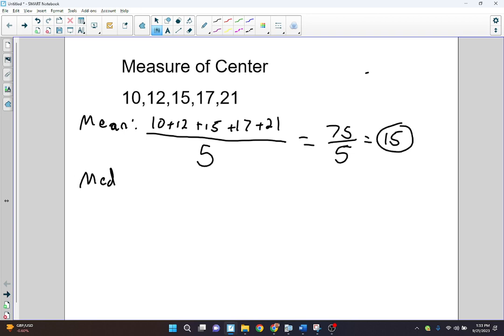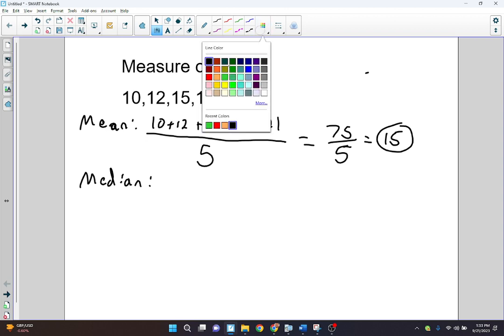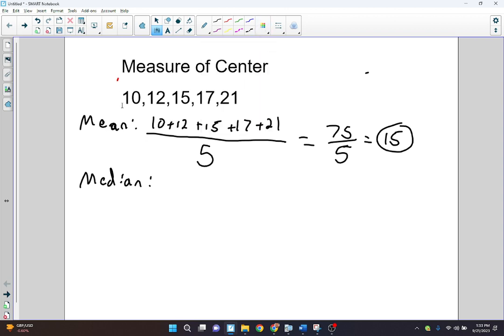The median. The median is the stuff in the middle. In this case, the numbers are in order from 10 to 21. It's already in order. On your test, it might not be given to you in order. Make sure you put it in order first before you do the median. So you just find what's in the middle. You go from the outside in, and you have one middle here, which also happens to be 15. They're not always the same.